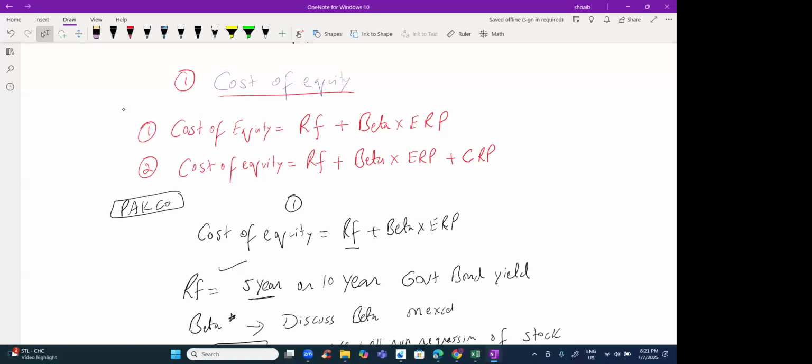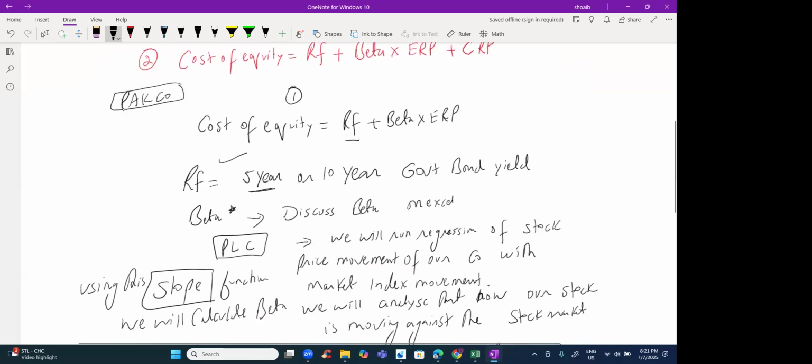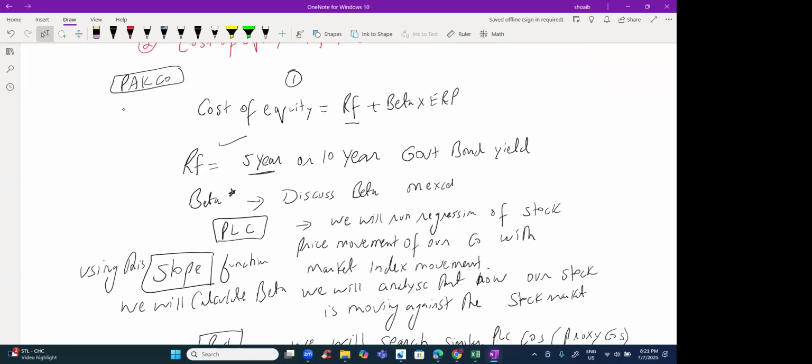Cost of equity, there are two formulas which you normally use practically. Number one is this. You have studied this in FM, AFM, CFA: risk-free rate plus beta into equity risk premium. Okay, sir. This is the second formula? We will discuss the second formula later. So we are discussing the first formula.